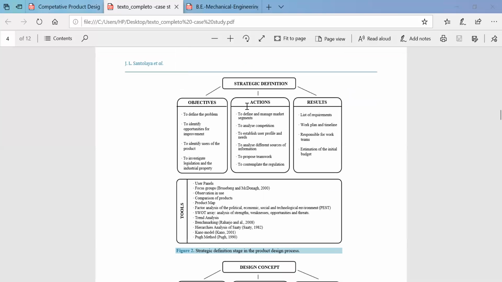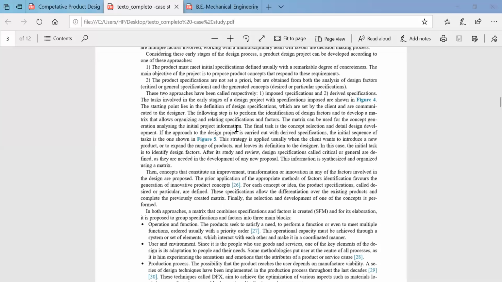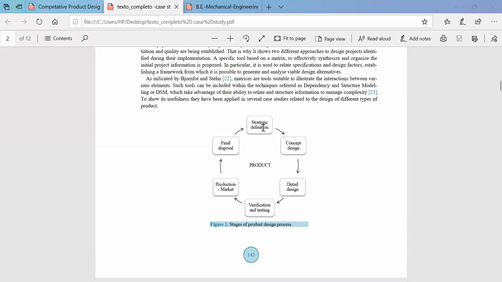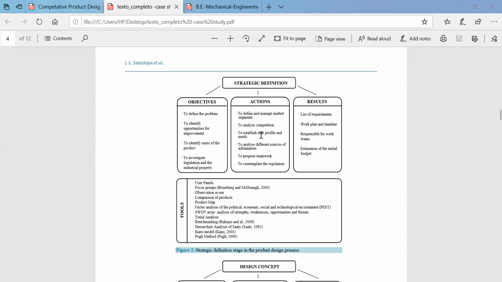Okay, so this basically starts with a strategic definition. I told you the strategic definition is nothing but the problem definition of our product. This problem definition or strategic definition could be split up into three categories: one is the objectives, action and the results. Based on the problem definition, the objectives will be set out. So if you have a problem definition, in order to achieve it successfully, in order to solve that problem, you should list out some objectives.